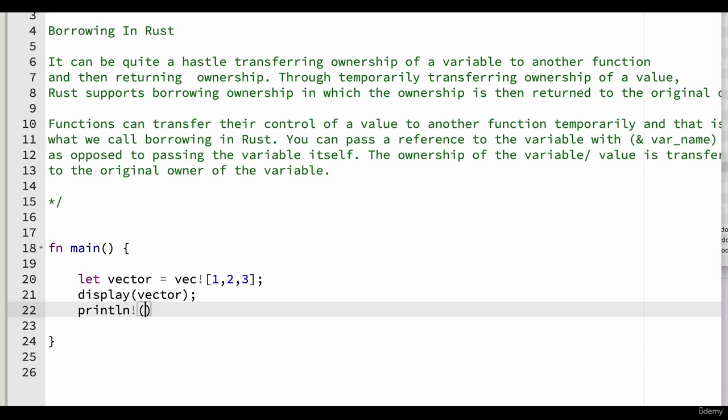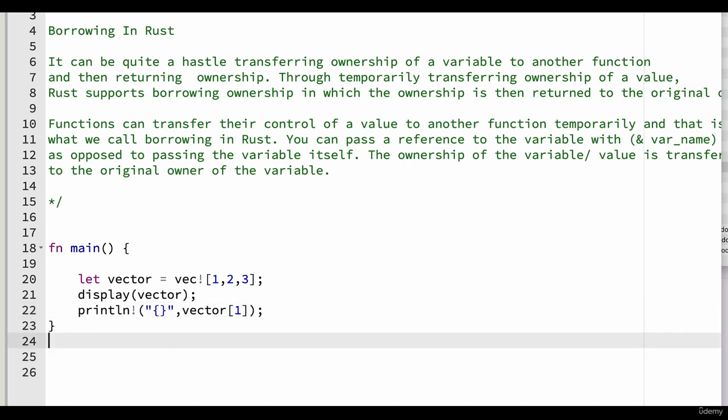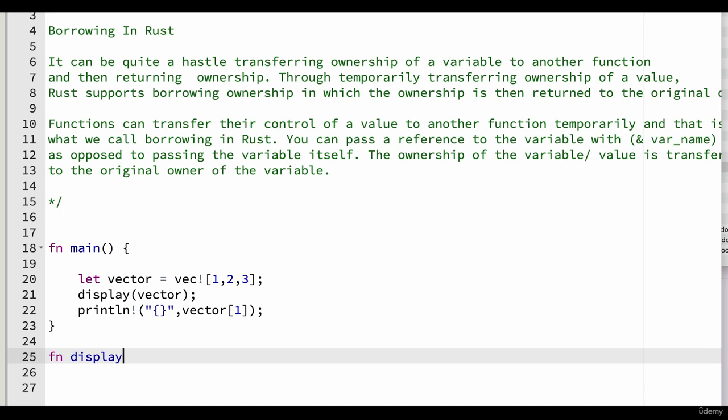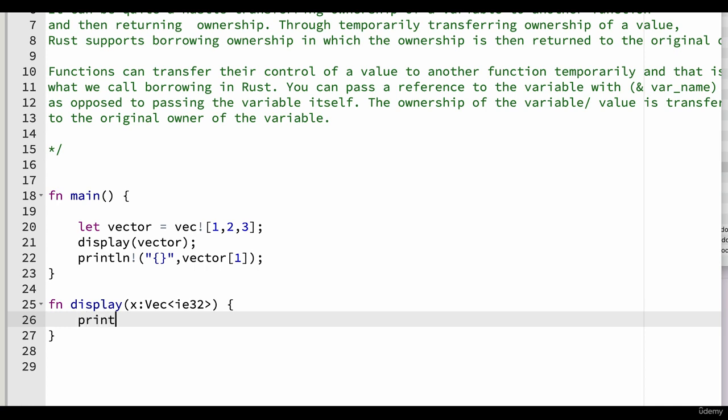So we're going to say print. Let's say we want to print the second value from our vector. So that would be 2. Okay, now we actually need to write this function out. So I'm going to say function display, and we'll just take x as a value here. I'm going to say vec, which will be i32. And you could also print the vector here, so that'll be x.